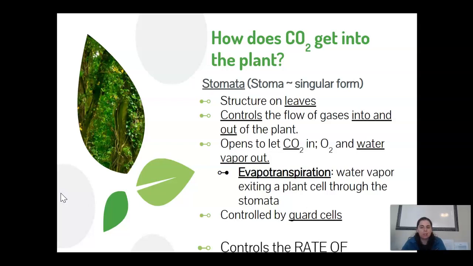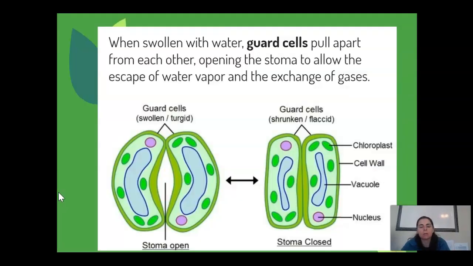Okay. So now let's look exactly at what a stomata looks like, open and closed. If we were at school, we would be doing a lab where we would look at open and closed stomata. On your paper, you don't have all of the information, just the two pictures. So I would write down some notes: when swollen with water, guard cells will pull apart from each other.